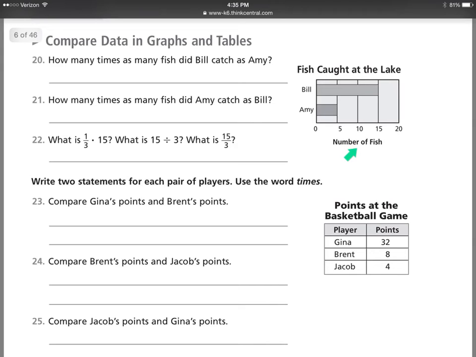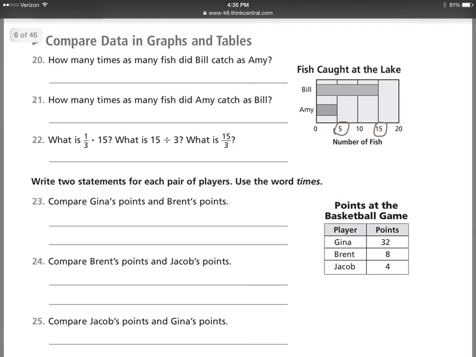The bottom part of the graph tells you the number of fish. That's what these numbers are representing. And then our left-hand side is telling you the names of the people involved in catching these fish. So when we look at number 20, it says how many times as many fish did Bill catch as Amy? When we look at how many fish Bill caught, he caught 15 fish. And Amy here only caught 5. Bill caught more than Amy. How many times more did he catch than Amy?